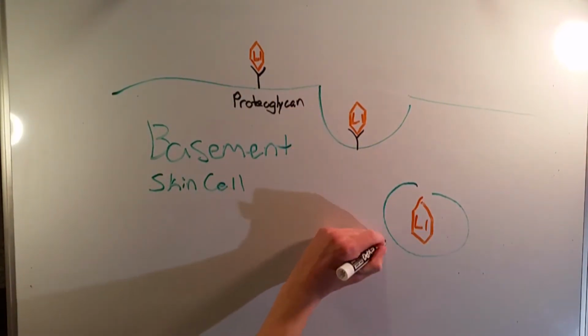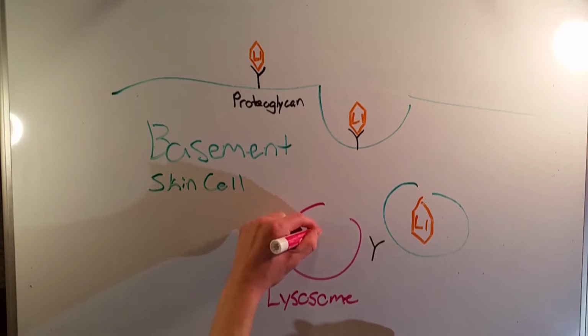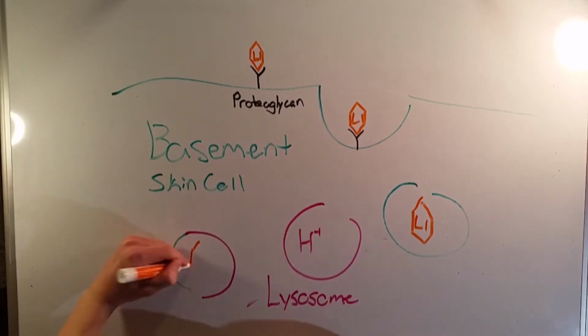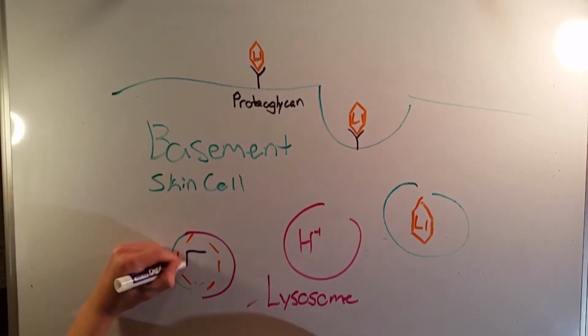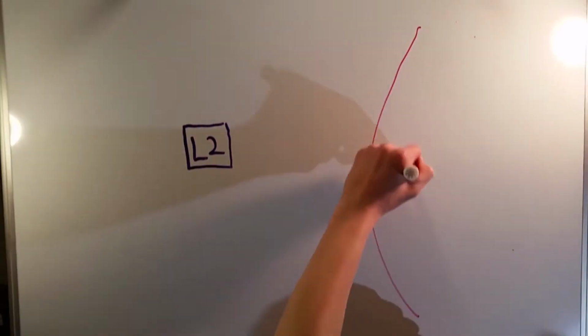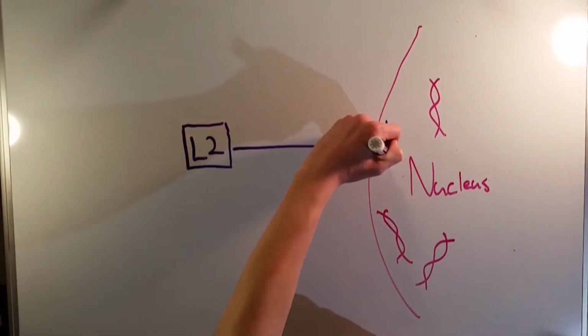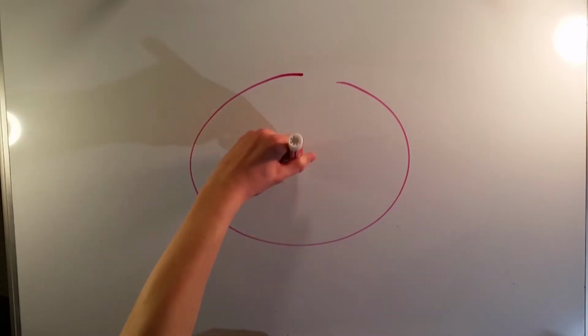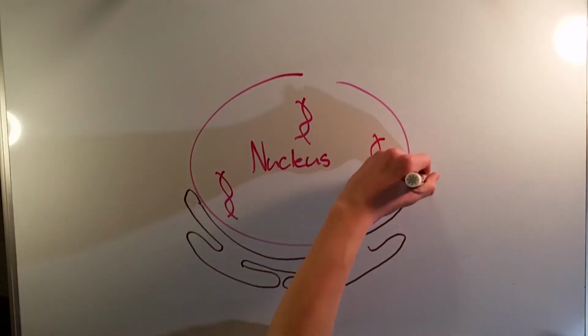fully inside the basement skin cell, it combines with a lysosome, which then lowers the pH surrounding the L1 protein, revealing the L2 protein. The L2 protein is now free-floating within the cell and can enter the nucleus of the cell to release its genome.